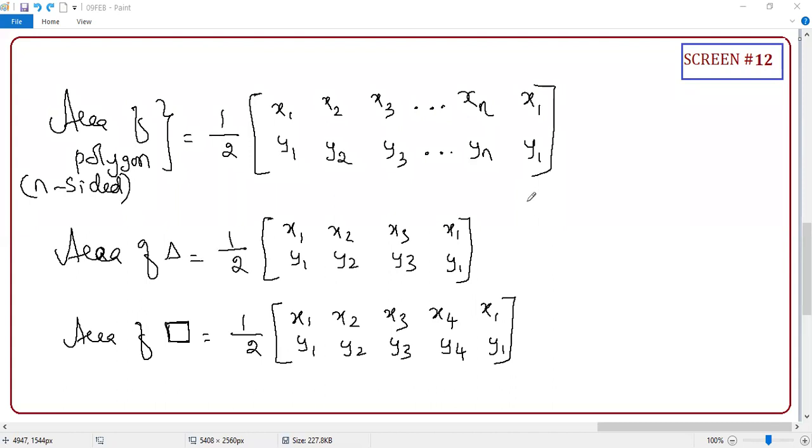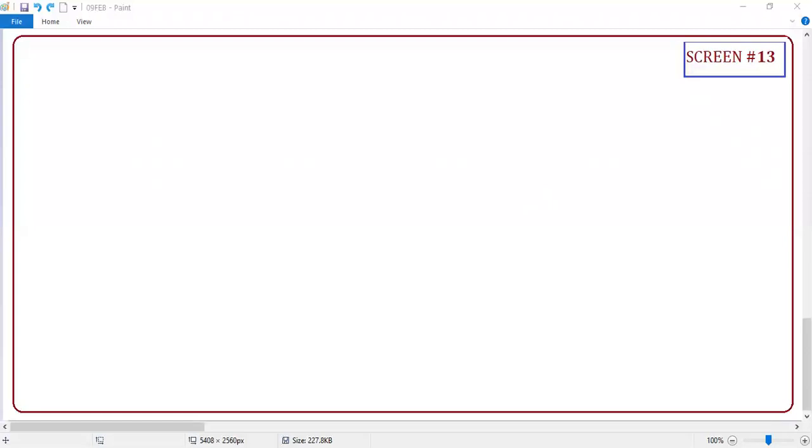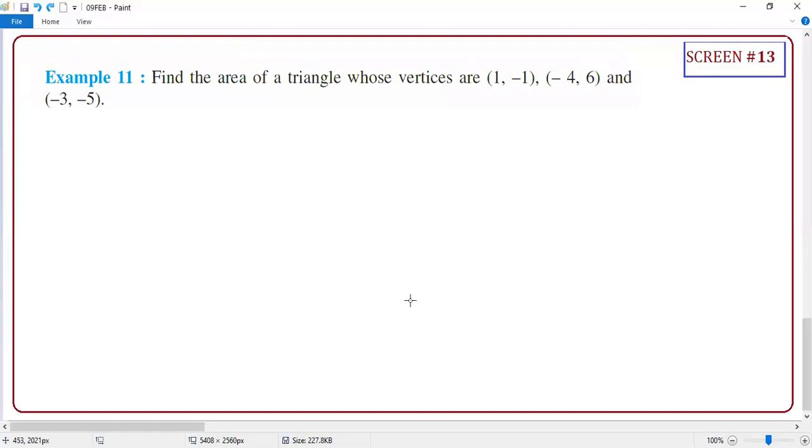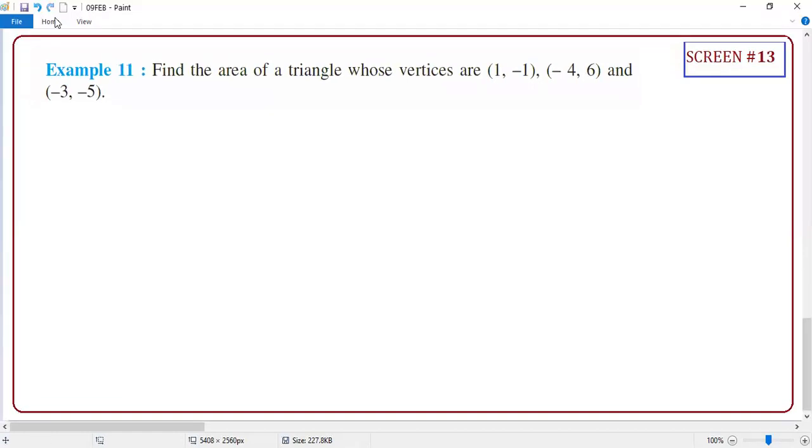But I'm not going to solve all the difficult questions, student. Maybe at least in the beginning, you all learn this formula and you try using your own formula, correct or not? So instead, I'm going to use this box method to find the area of a triangle. Crystal clear or not? Coming to here, what is that? Find the area of the triangle whose vertices are these.